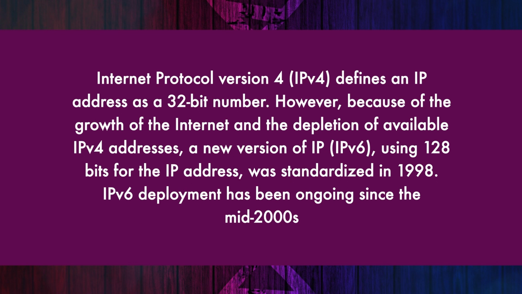However, because of the growth of the internet and the depletion of available IPv4 addresses, a new version of IP has come up, which is called IPv6, and it uses 128 bits for the IP address. It was standardized in 1998, so it's already in place. IPv6 deployment has been ongoing since the mid 2000s, so it's a widely used internet protocol now.